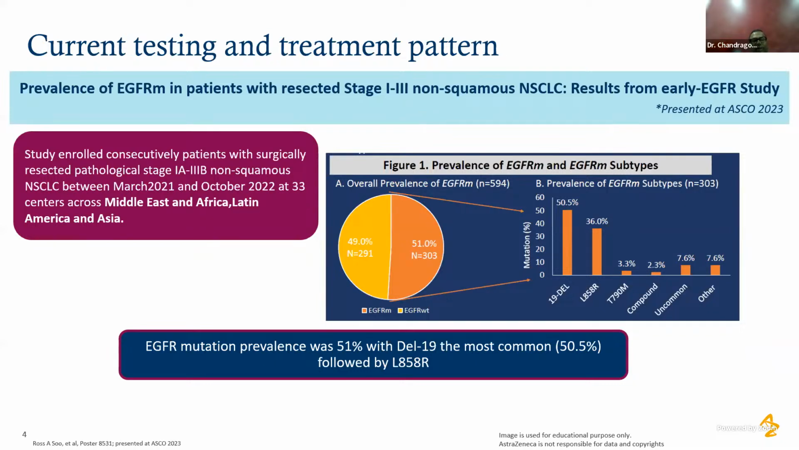So what is the prevalence of EGFR mutations in patients who have resected stage 1 to 3 non-squamous NSCLC? This was a paper presented at ASCO 2023. You can see that the overall prevalence of EGFR mutation is around 51% versus wild type. Amongst these, the Del19 deletion was the most common, constituting half of these, and then comes L858. These two would constitute almost 86% of the mutations. All others, T790 and the compound mutations, would be lower in frequency.